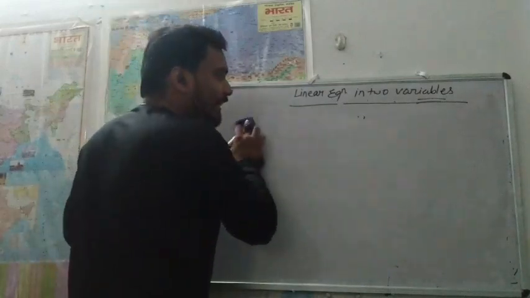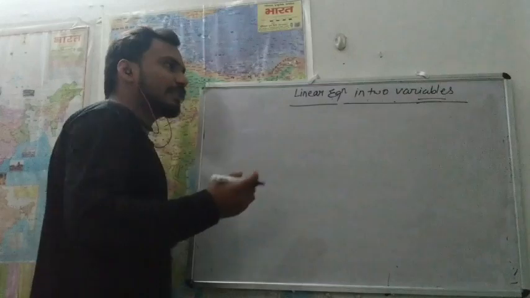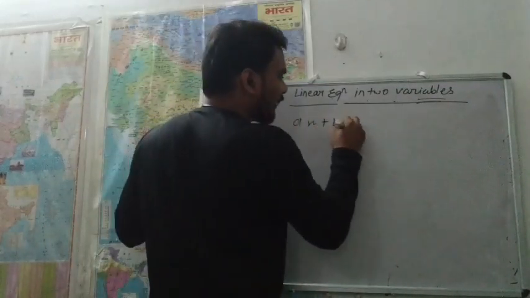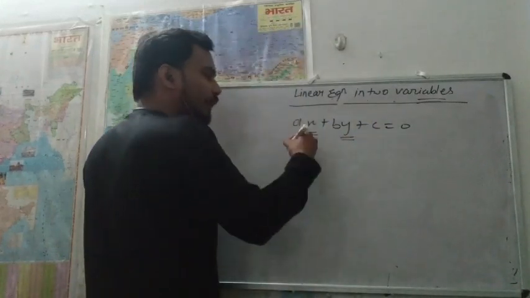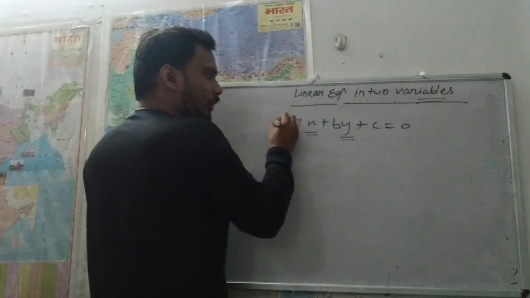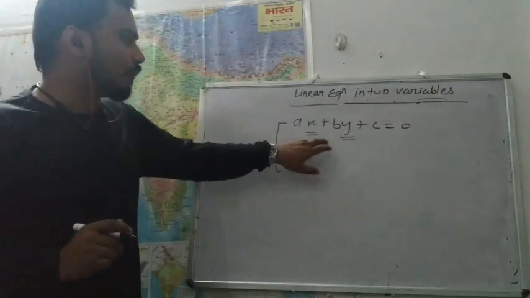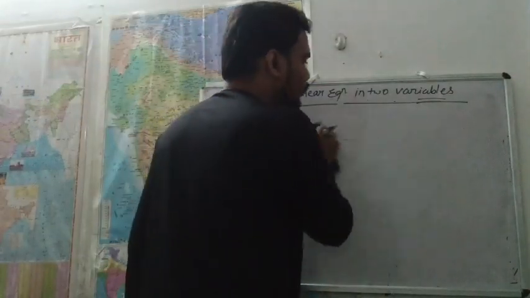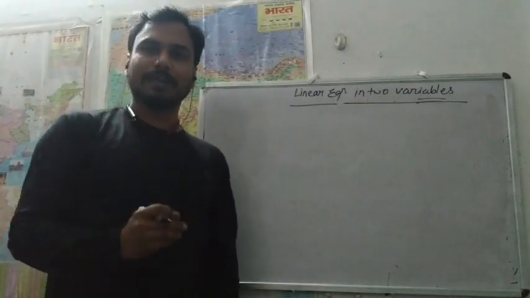So in a linear equation in two variables like ax + by + c = 0, there are two variables, x and y. So we need two equations of this type to solve for the values of x and y. To solve these equations, there are lots of methods, basically 4 methods.